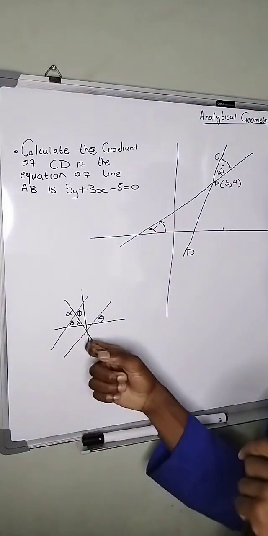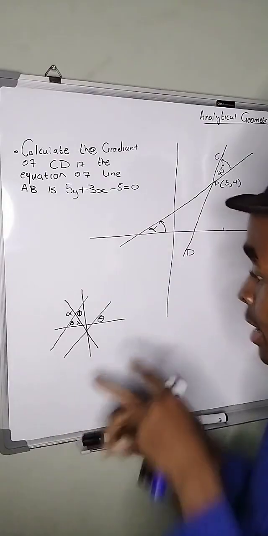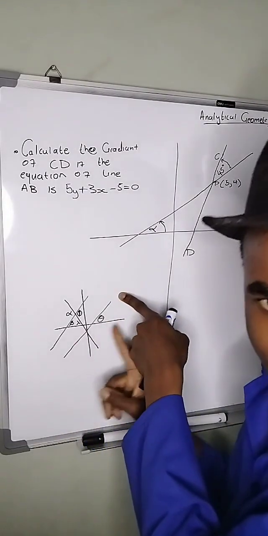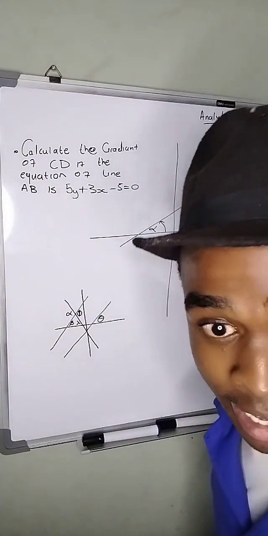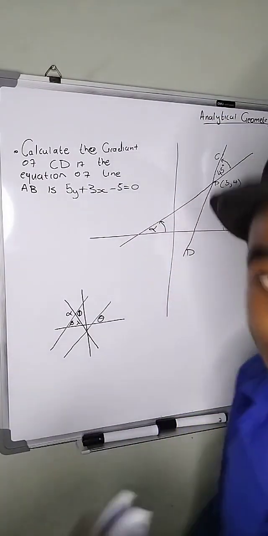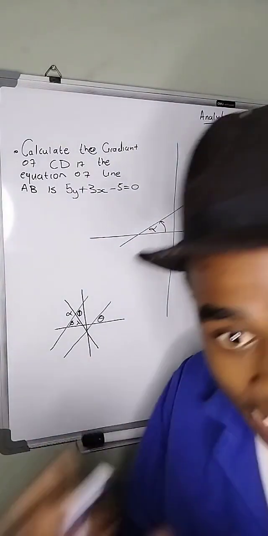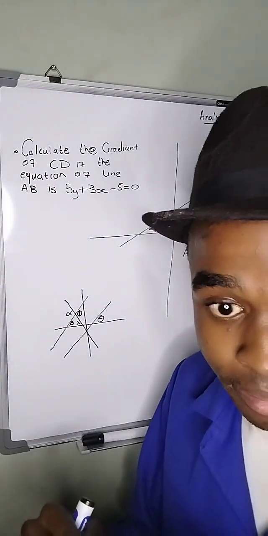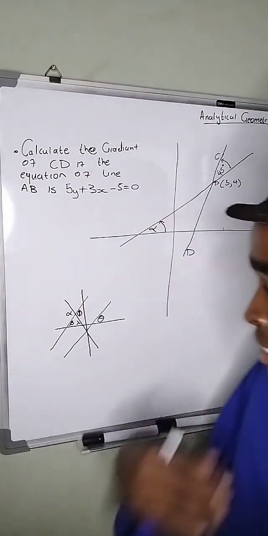The angle between the straight line and the line of x, ne? The angle formed by the line and the x-axis. Yes, thank you very much. The angle formed by the line and the x-axis, right?